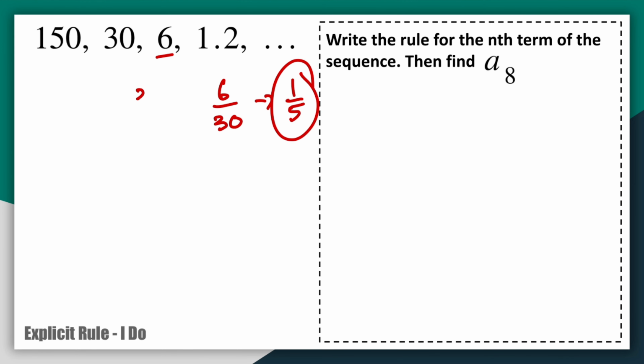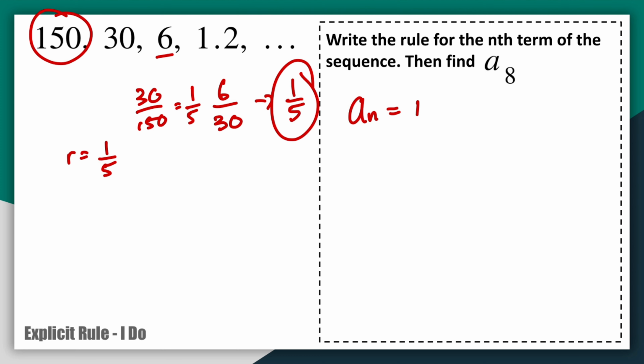Okay, and if I did this with 30 and 150, again, 30 goes into 30 one time, 30 goes into 150 5 times, so I get 1 over 5. My common ratio is 1 over 5. Nice and easy. All right, we have our first term, so we have everything we need to build the explicit rule. A of n is equal to 150 multiplied by 1/5 to the power of n minus 1. So first term, common ratio to the power of n minus 1.